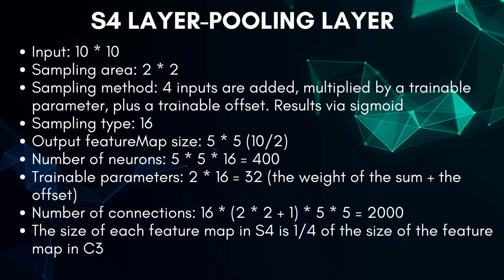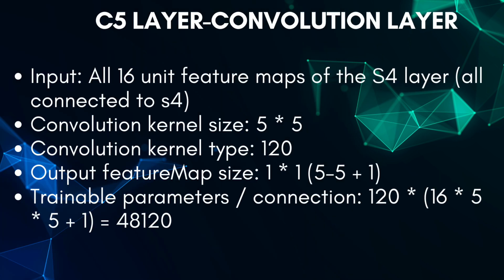To summarize, the S4 pooling layer takes 16 feature maps of 10 times 10 pixels and downsamples them to 16 feature maps of 5 times 5 pixels. With 400 neurons, 32 trainable parameters, and 2000 connections, it effectively reduces complexity while preserving essential features from the previous layer. The C5 layer takes input from all 16 unit feature maps of the S4 layer.